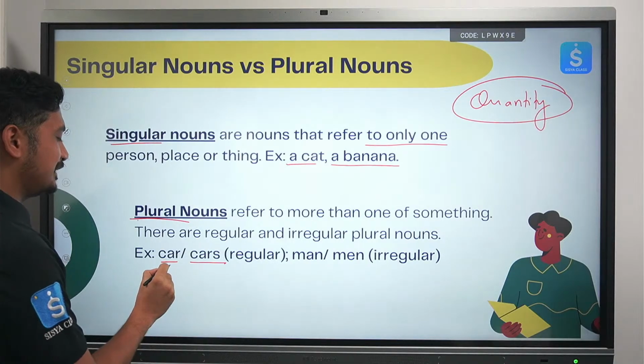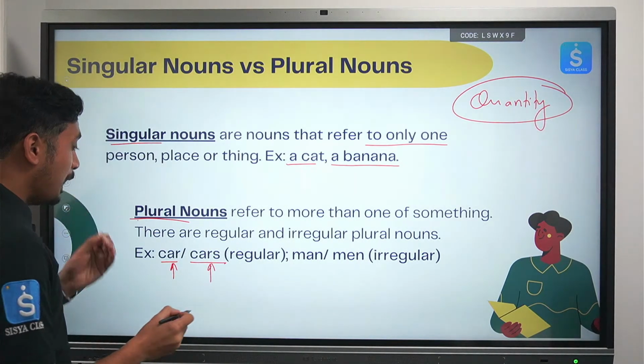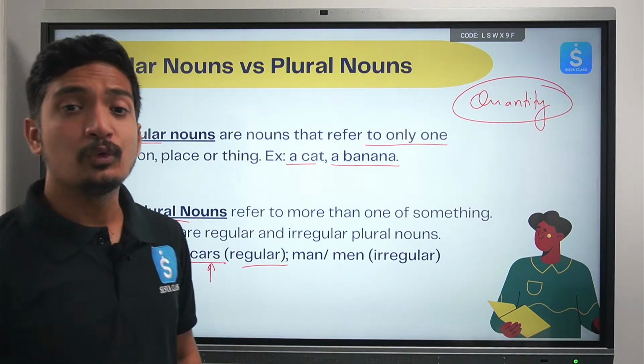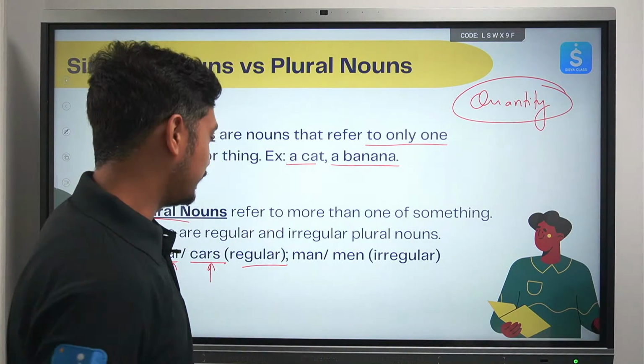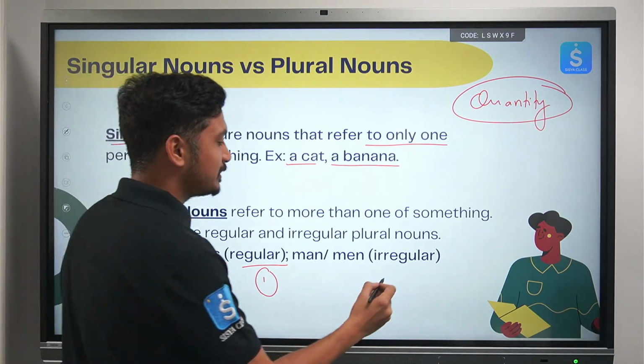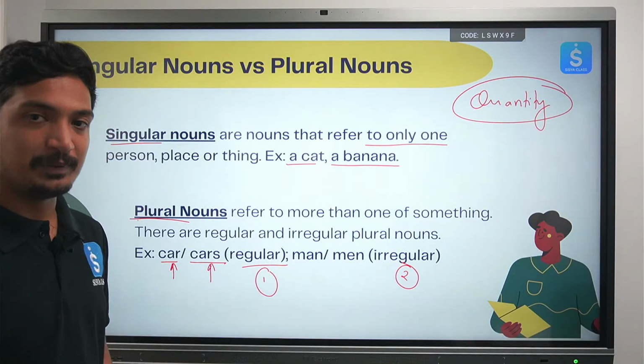So car is the singular and cars is the plural form of it. Okay, now this kind of plural noun can again further be divided into two categories. Those two categories are, first, regular plural nouns and, second, irregular plural nouns. Now what is the difference between these two?